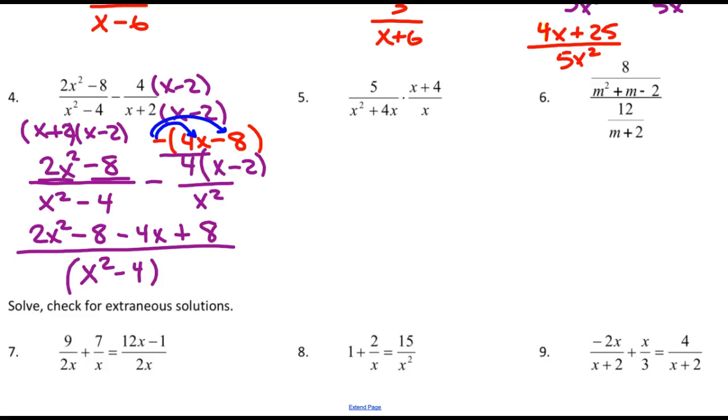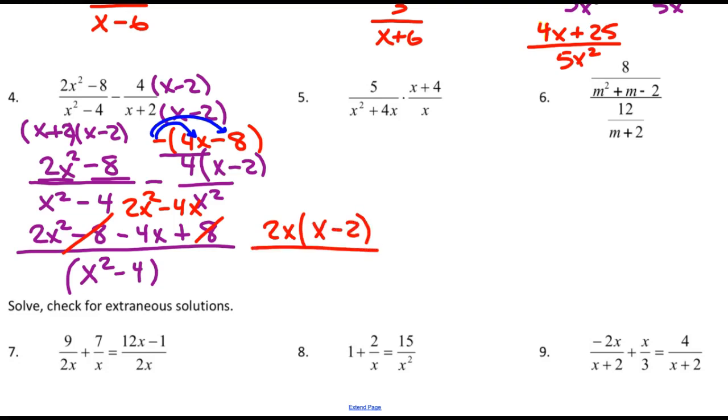And then you can clean up that numerator a bit more so that you would have 2x squared minus 4x. Not correct, because these are going to cancel out. So we're going to have 2x squared minus 4x, which a 2 and an x are going to factor out of that. So really we would have 2x times x minus 2.